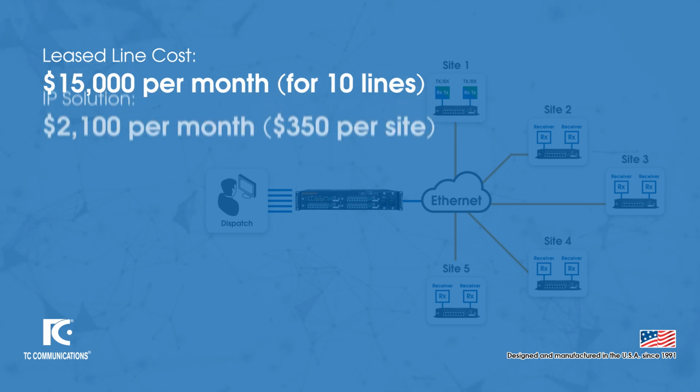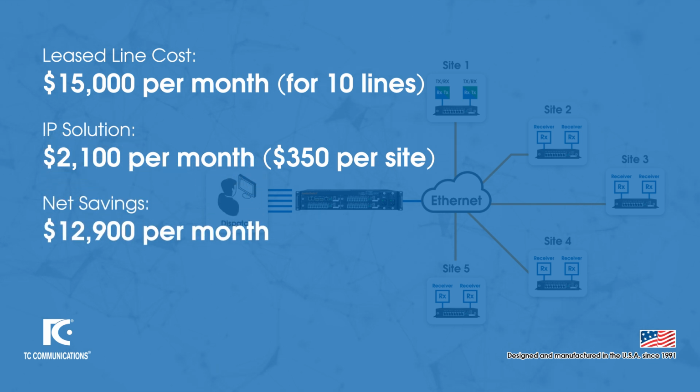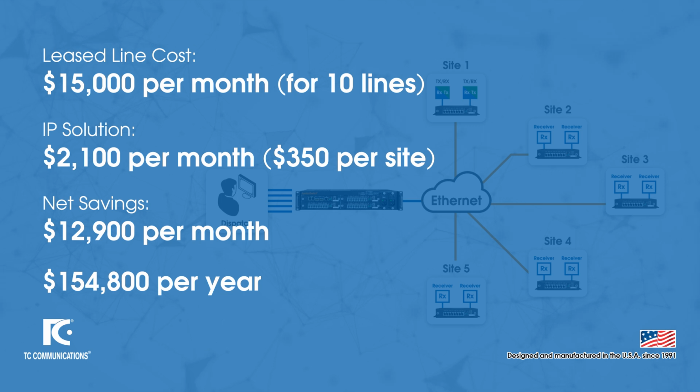We've seen that Ethernet cost is typically $350 per site per month. For 6 sites, the cost would be $2,100 per month, which means replacing the leased line cost with Ethernet cost would save $12,900 per month, or $154,800 per year.